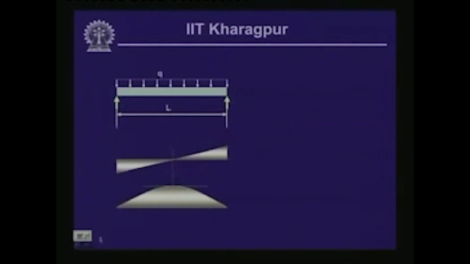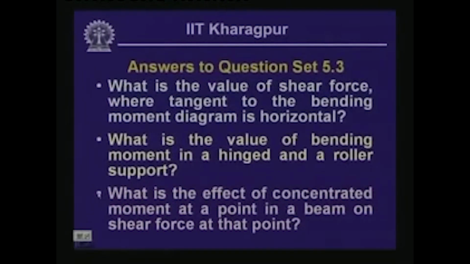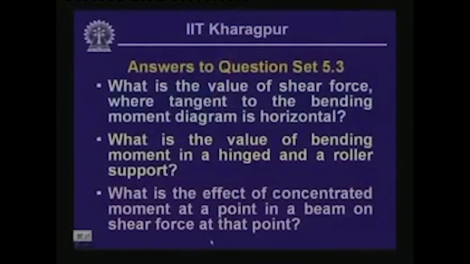Now, let us look into the last question, which is what is the effect of concentrated moment at a point in a beam on shear force at that particular point. We have looked into the effects of the distributed load in the beam, and the effect of concentrated load at a point, and how it affects the shear force and the bending moment on either side. Now, in a beam at a particular point, if there is a concentrated moment, how does that affect the shear force at that particular point?